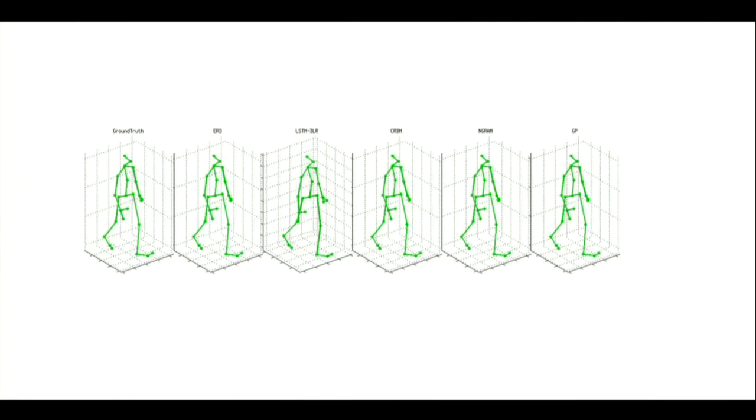So here, I'm about to play this video, but basically what you'll see is on the left, you'll see the ground truth. So this is motion capture of an actual person, in this case walking. You'll see the encoder recurrent decoder here in the second column. You'll see the LSTM, the conditional RBM. This is sort of the n-gram baseline, and this is the Gaussian process. And in this case, they're trained on the same data.